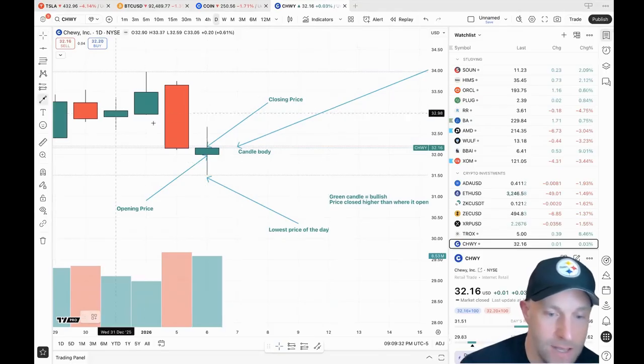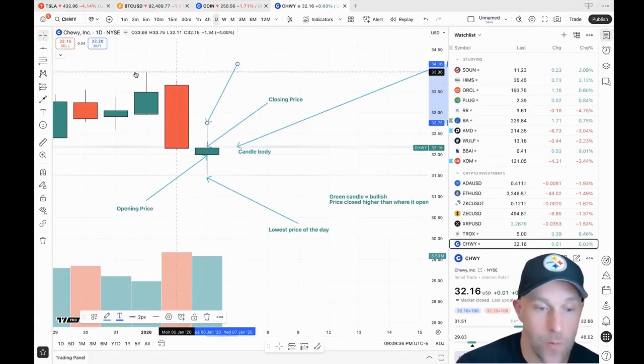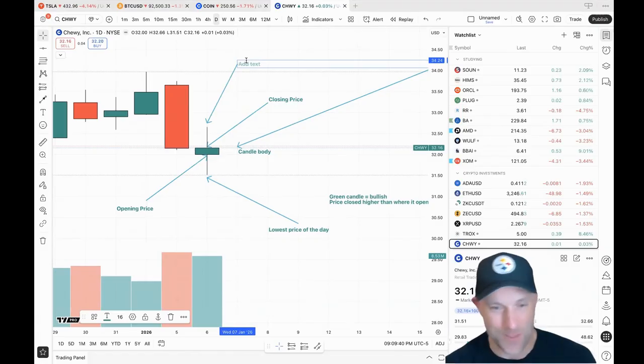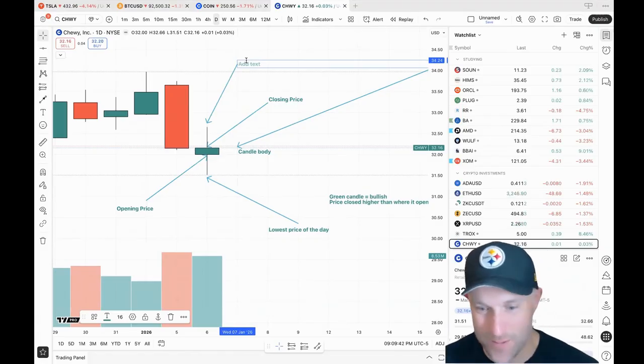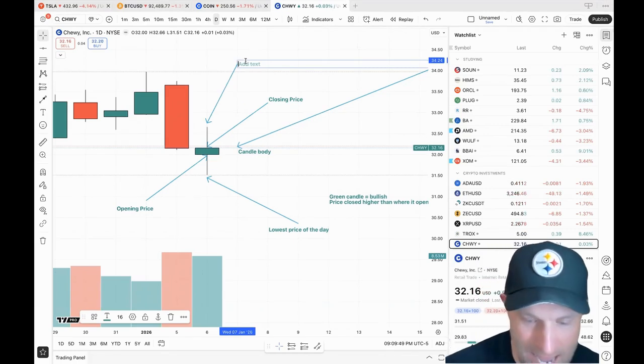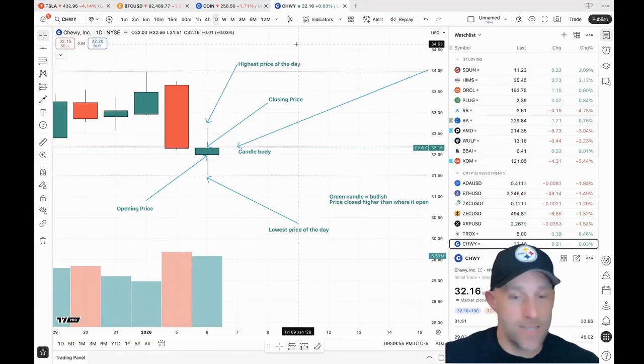So now, if that lower wick is the low of the day, the upper wick is the what? You guys know this. I'm just going to wait. That upper wick is what? What is it? The high of the day. Yes, this is the highest price of the day. All right. Perfect.